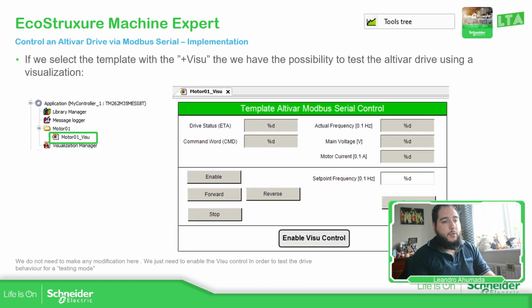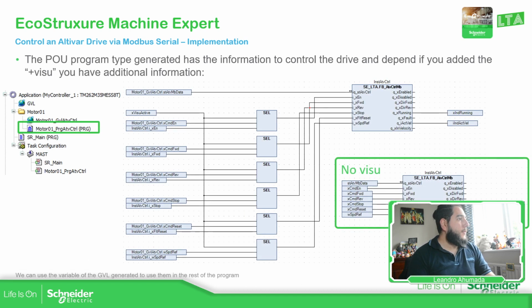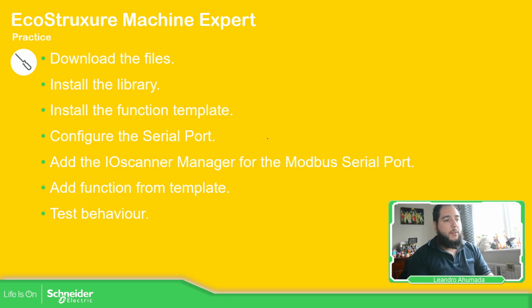And this is the visualization of the control of the drive. So if there is no issue, you have this function over here, otherwise you have all this. Don't worry about the selection, just leave it in there, no problem at all. So these are the steps basically of how to work with this. Download the files, install the library, add the library into your project, then you just need to configure the serial port, and it's important, add the IO scanner, and install the function template and add it in your program, as many times as you want.